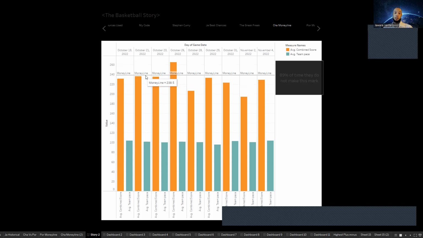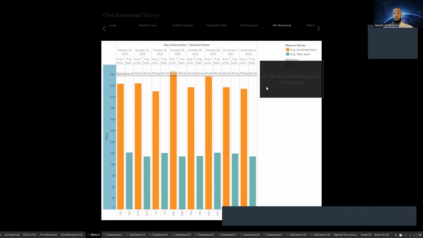So I wanted to make a chart and see if I could predict the money line for the Portland-Charlotte game. Now, their money line was 238.5. And if you look at this graph, there's an 89% chance that they're not going to hit this mark. You look at Portland's graph, and it's an 87.5% chance that they're not going to hit this mark. Now, initially, when I said I'm looking for a chance at 80% or above, this is that 80% or above that I'm looking for. Now, their actual score was 237.